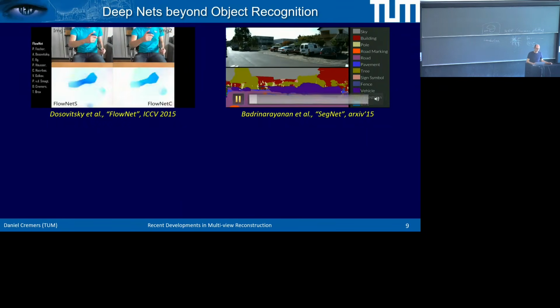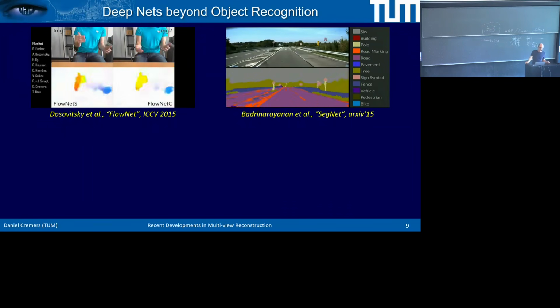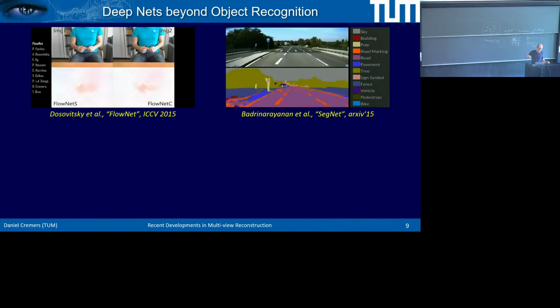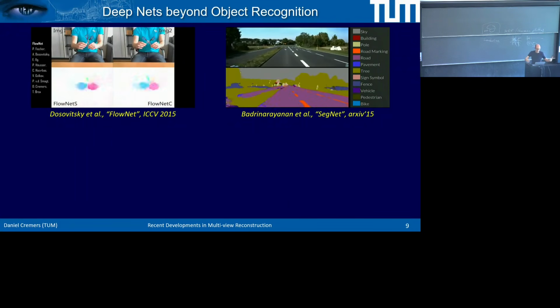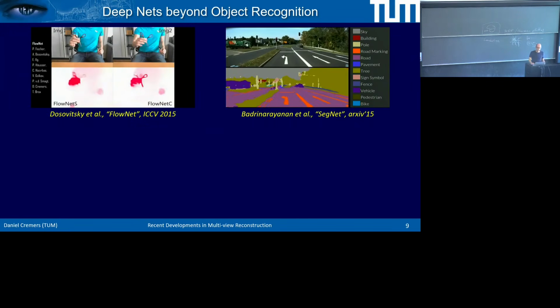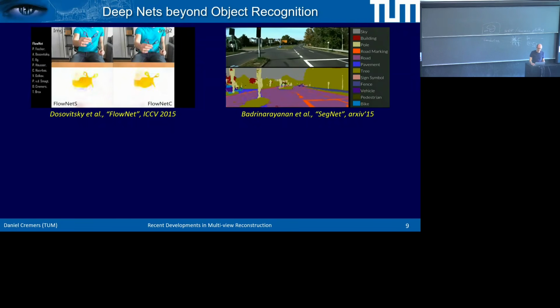This is work from my colleague Roberto Cipolla in Cambridge. It's called SegNet. It does segmentation of images. And you see, it also came out in 2015. So all of these low-level image analysis tasks of segmentation, optical flow estimation, stereo, etc., we showed that you can solve them with deep networks.